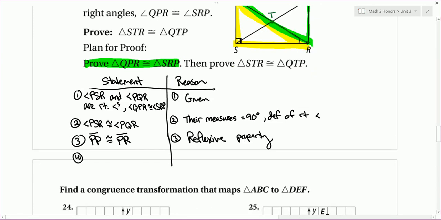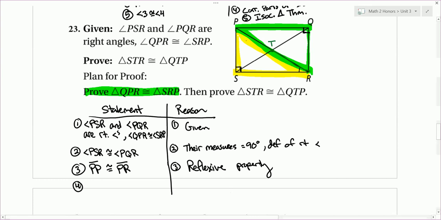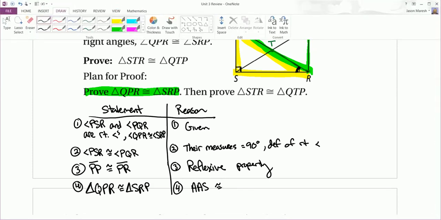Number 4. Alright, so we have angles congruent, we have the side. Also given to us is angle QPR, so that's this angle here, is congruent to angle SRP, this angle right here. So these are, let's see, angle side congruent. So we have enough now to prove that triangle QPR is congruent to triangle SRP by angle side congruence. Alright, so that's not the goal of our proof, but that's the direction we were told to take.